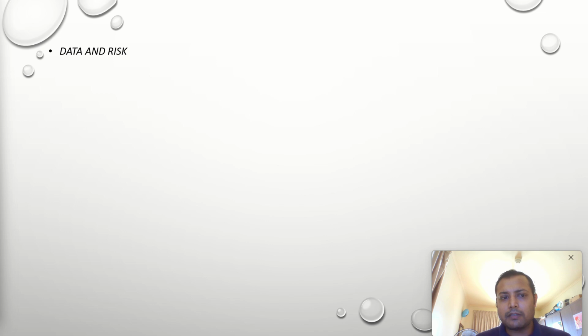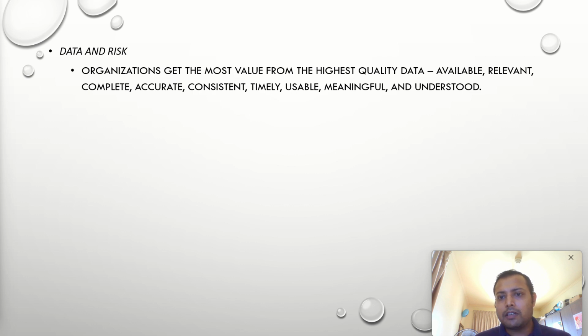Now, organizations will get the most value from their high quality data, for example, data which is available, relevant, complete, meaningful, understood, consistent, timely, and usable. So they will use this for any of their important decisions. The difference between what we know and what we need to know will always shape effective decision making. At the same time, you'll see the information gaps which are there.